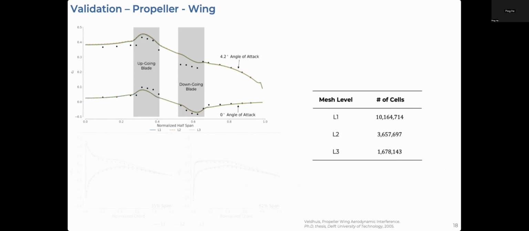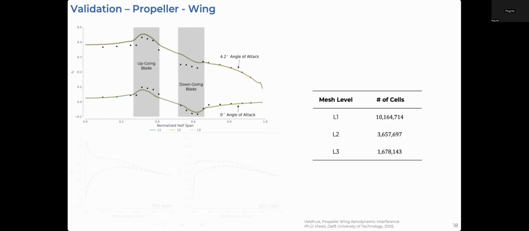When we combine both the propeller analysis and the wing analysis to do a coupled propeller wing validation, we compare against experimental measurements shown here as black dots. And we have on the wing the upgoing blade region and the downgoing blade region, which are regions behind the propeller on the wing. And this top graph is the coefficient of lift along the wingspan. And we see that, especially for the 0-degree angle of attack case, we really get the black dots well with our computational measurements. And we also capture the bubble going up behind the upgoing blade and the bubble going down behind the downgoing blade of the propeller.